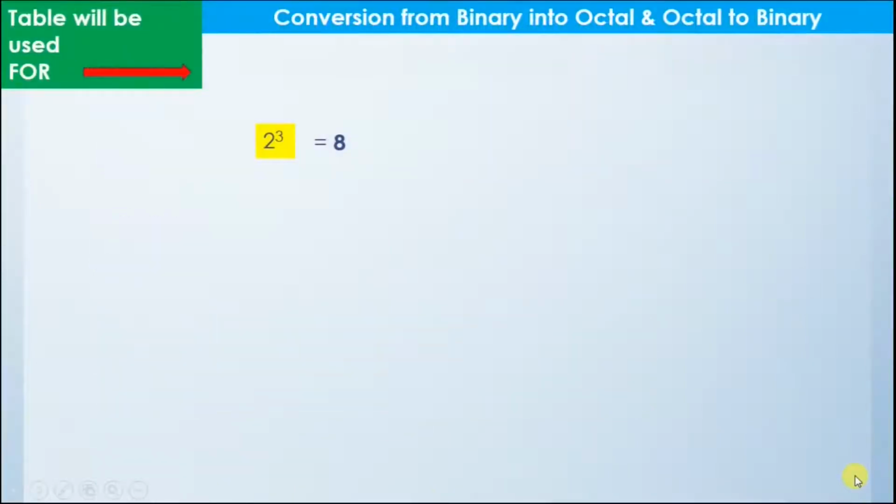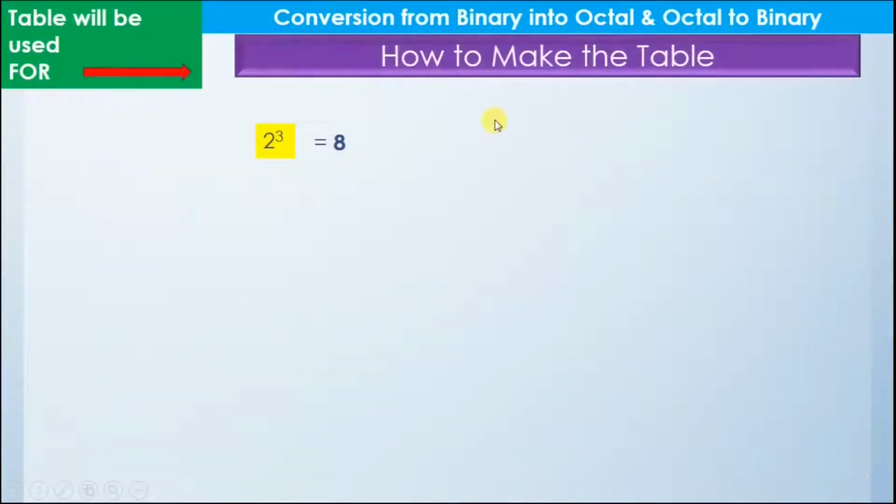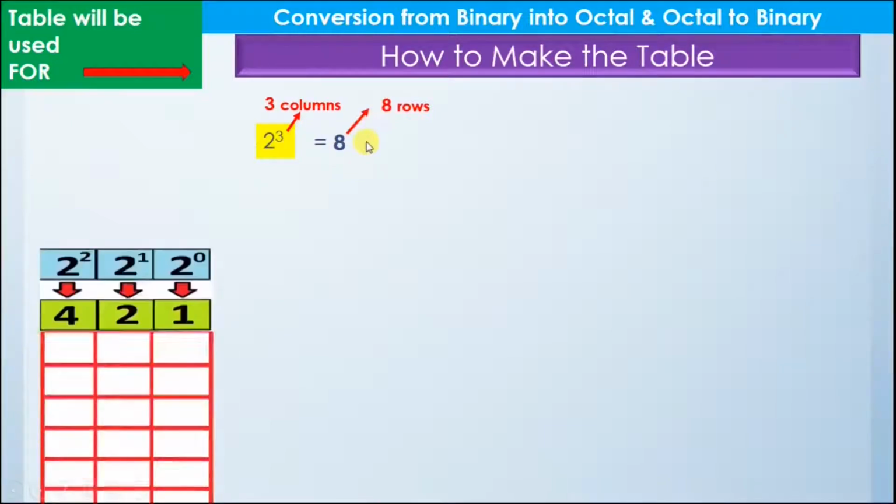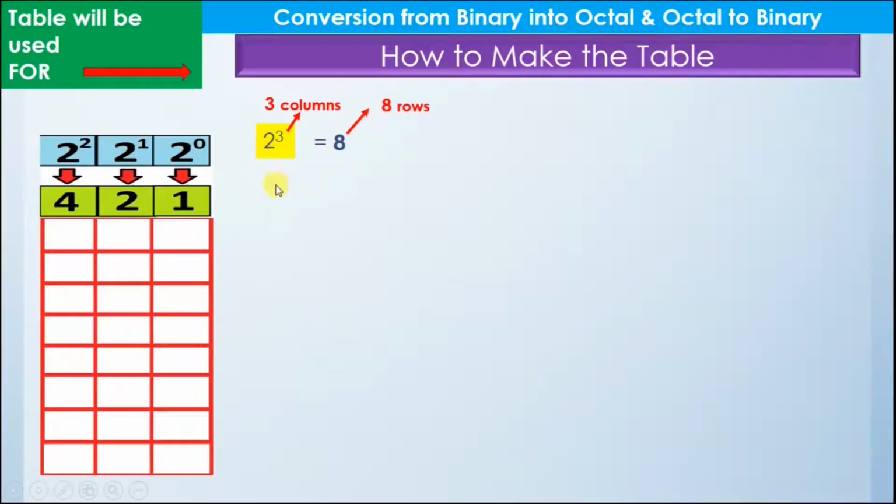Now let's see how to make the table. As we saw in the previous slide, 2 raised to power 3 is equal to 8. So we will create a table that has 8 rows and 3 columns. Because it is 2 raised to power 3, the columns will be 3, and since 2 raised to power 3 is equal to 8, the table will have 8 rows. The table will only contain zeros and ones.